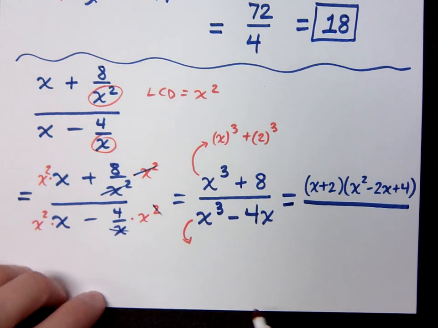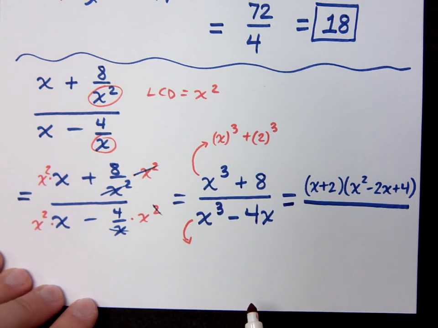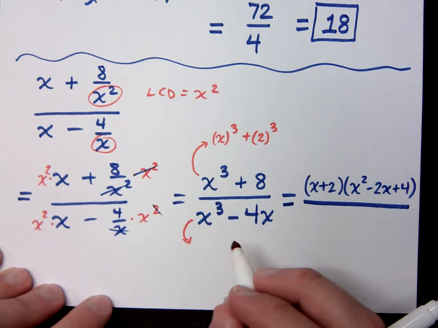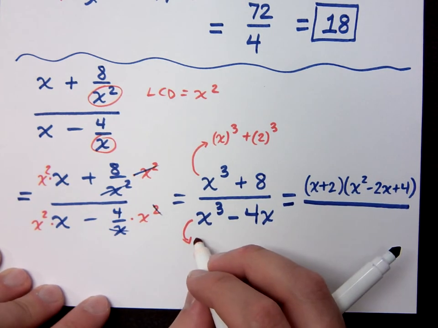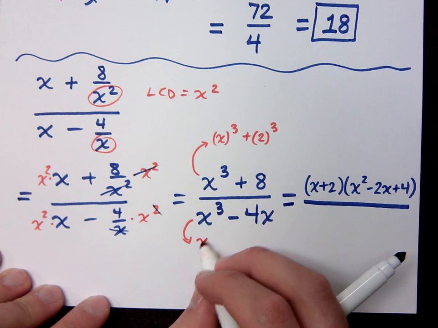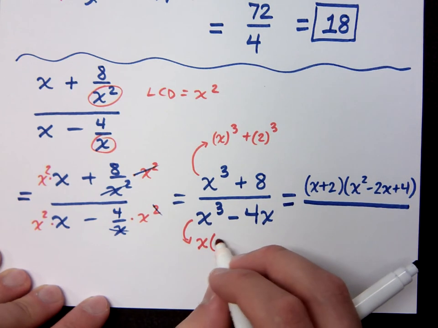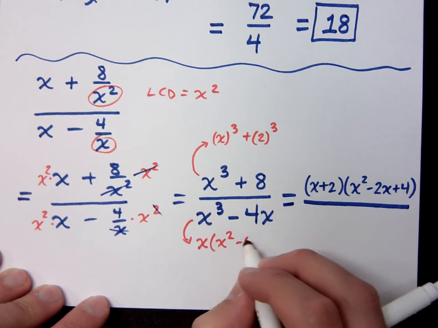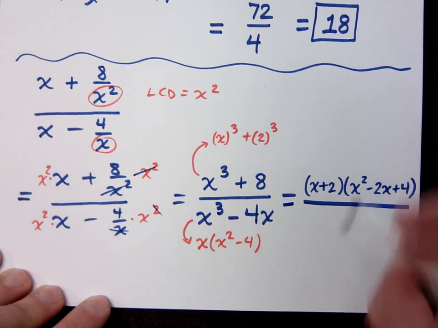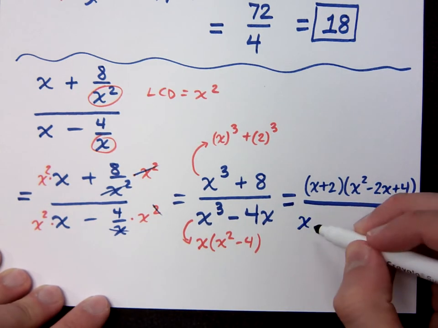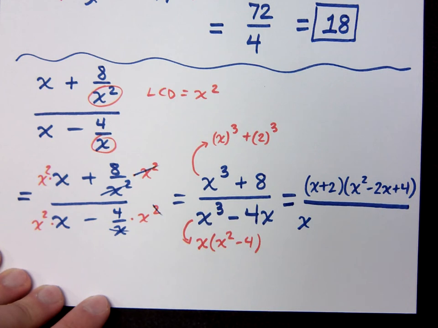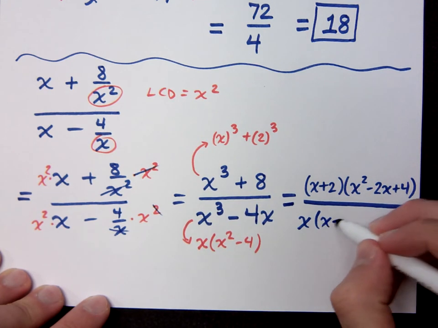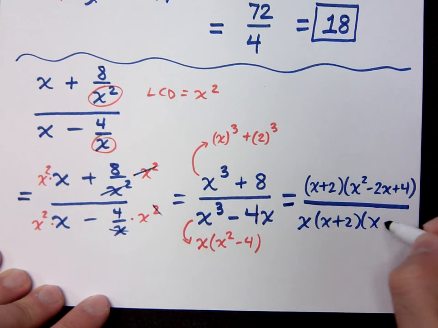Now, when I look in the denominator, I look here and I see, you know what I see. There's a common factor of x, right? What are you left with? X squared minus 4. How do you factor x squared minus 4? X plus 2, x minus 2.